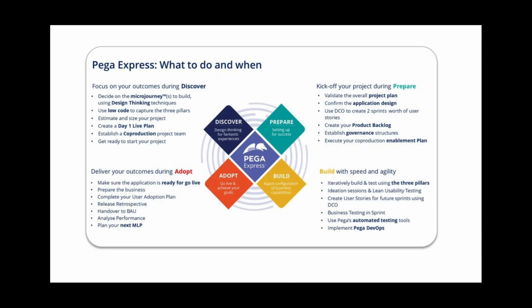Pega Express design methodology has four phases: discover, prepare, build, and adopt. It tells you what you have to do in which phase.